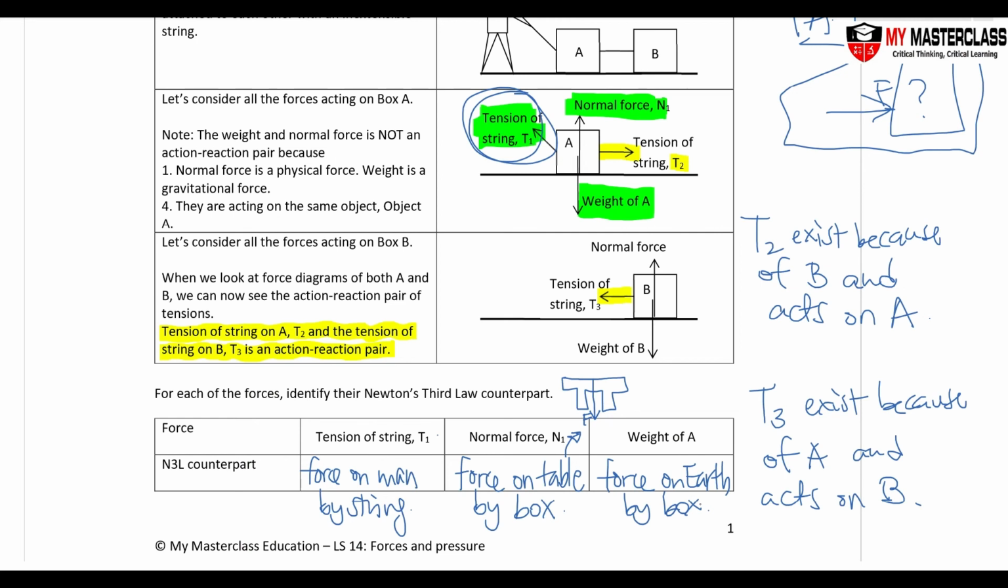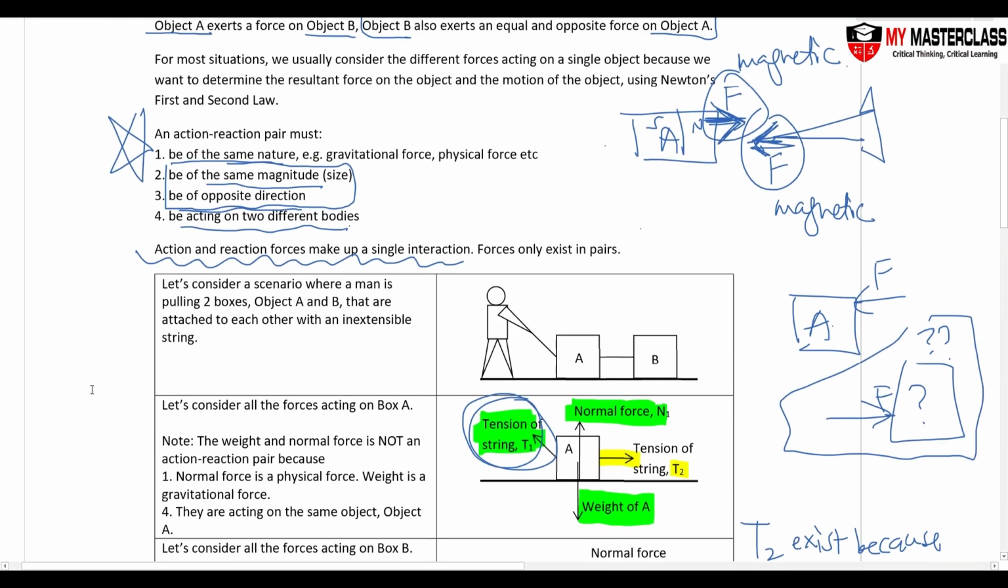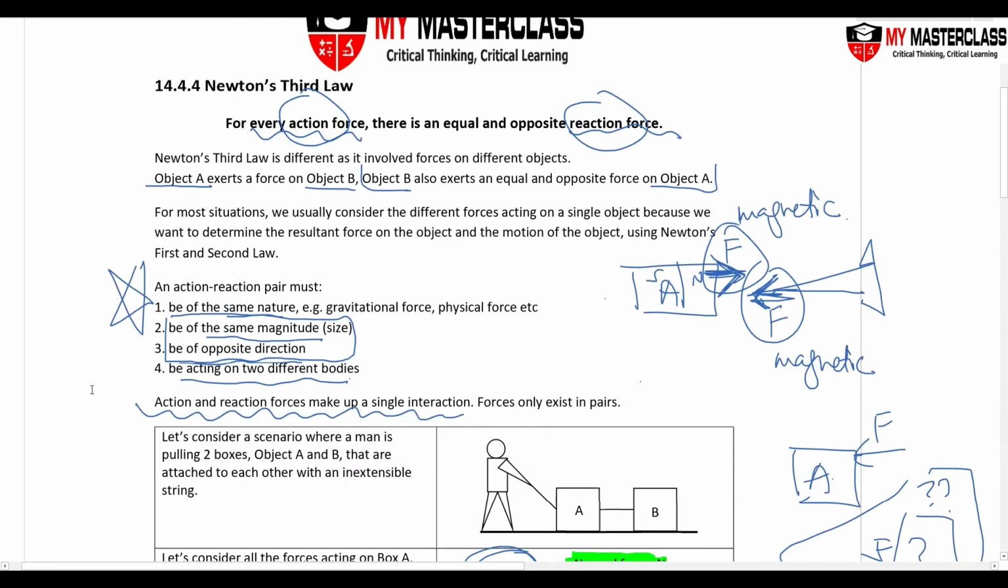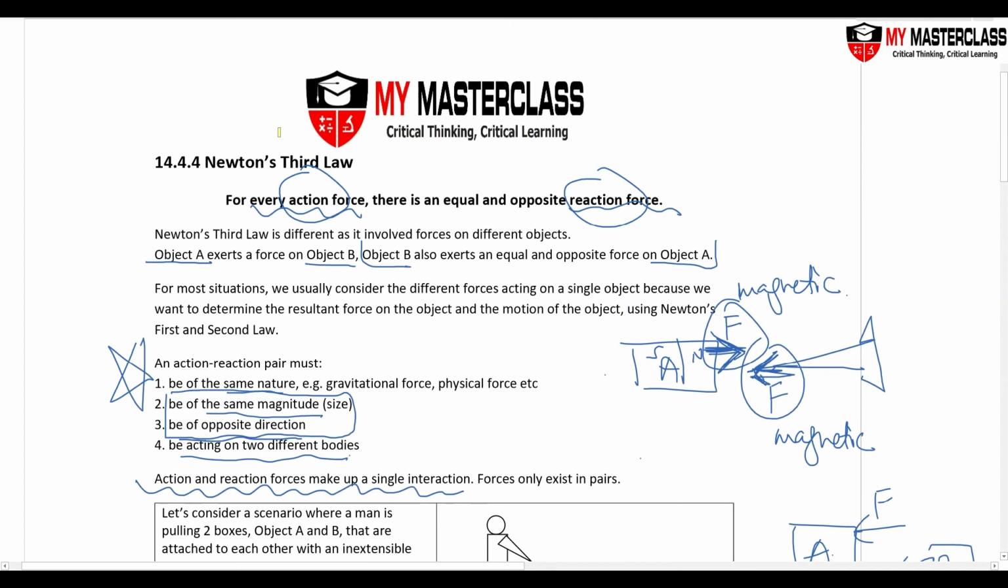So that wraps up this small video on Newton's third law. What are the things that you need to remember? First of all, identify a Newton's third law pair. They must fulfill all 4 criteria. If I were you, I would check for criteria 1 and criteria 4 first, because these are the 2 that usually make or break the selection process.